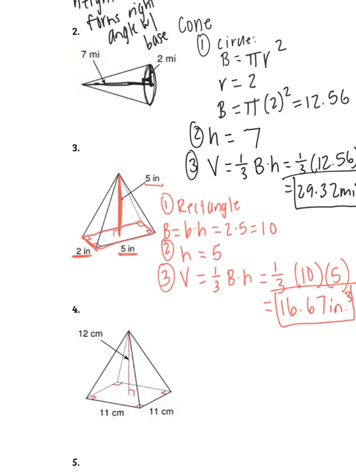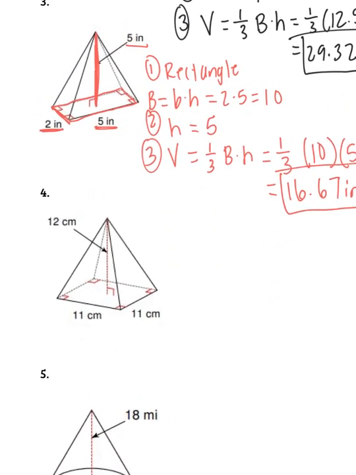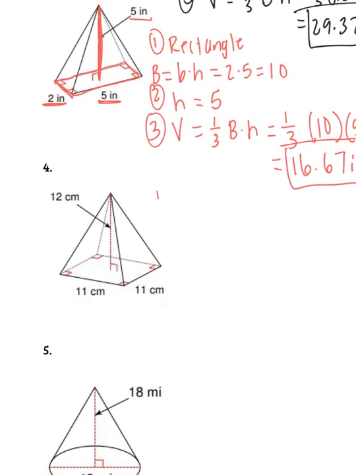All right, and then number 4, very, very similar. Step 1, what is the shape of our base this time? Well, it's not a triangle because there's 4 sides. I'm tempted to say rectangle. However, it looks like they are actually the same length all around. So I'm going to say the shape of my base is a square. However, it doesn't matter. If I said rectangle, it would have been the same formula.